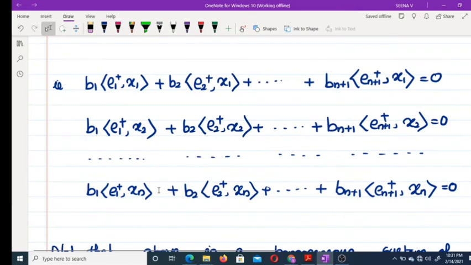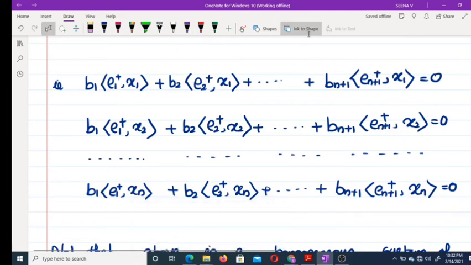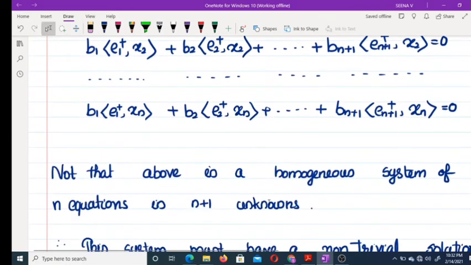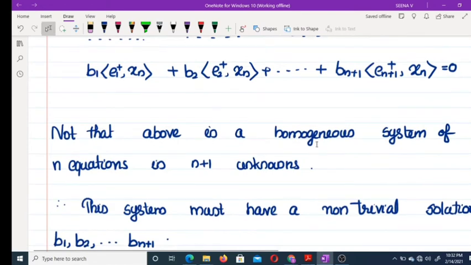So we get a system of how many equations? x1, x2, etc. up to xn. And how many variables here? Sorry, here we have n plus 1 variables, b1, b2, etc., bn plus 1. And how many equations do we have? n equations, x1, x2, etc. So we have n equations and n plus 1 variables, and the system is homogeneous. That means this system has a non-trivial solution.